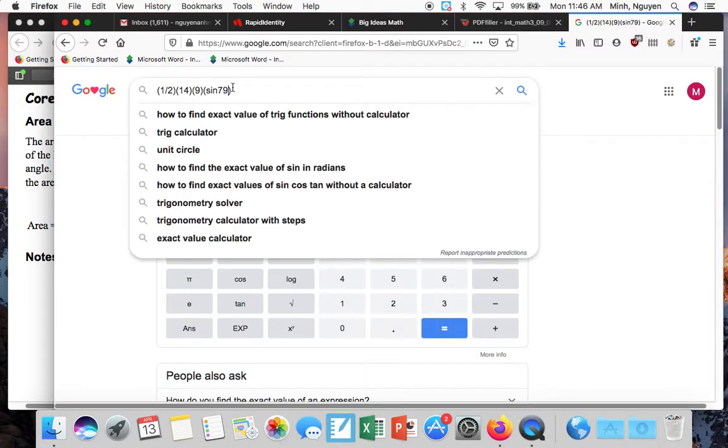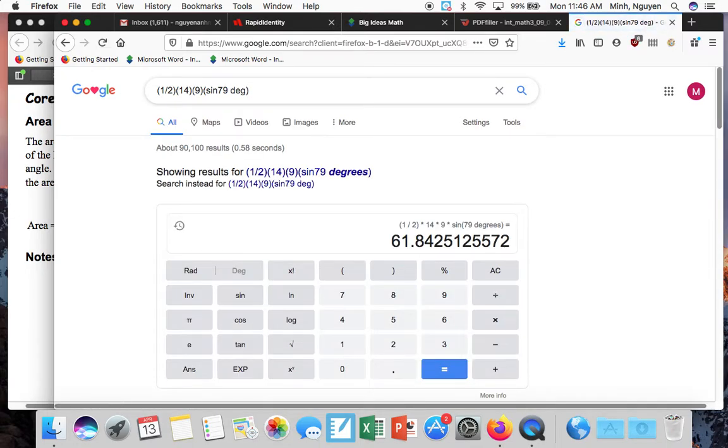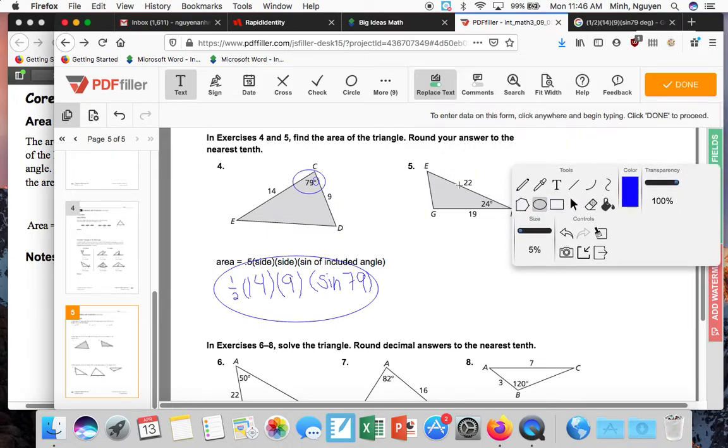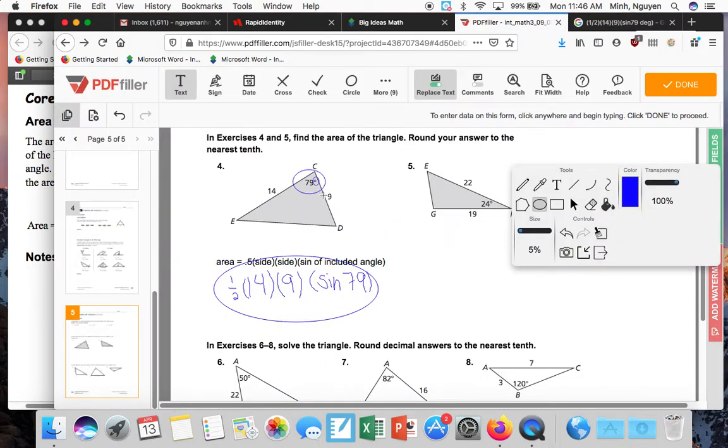So when you do this, whether in your calculator or in Google's calculator, make sure you type in degrees, or if you're using a handheld calculator, make sure somewhere on the face of it should say DEG for degrees, and not RAD for radians. And so, boom, here we go. 61 point, it tells us to round to the nearest tenth. So there's our answer: 61.8 units squared. We don't know what the units are, inches or feet. We just say units squared.